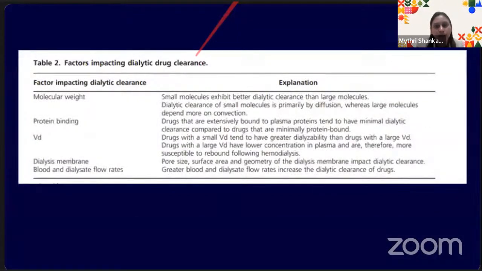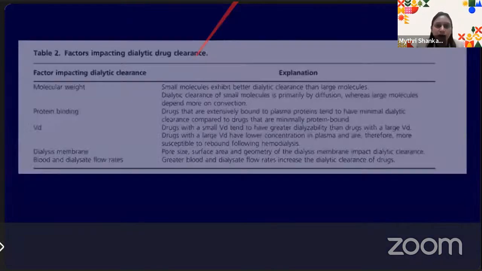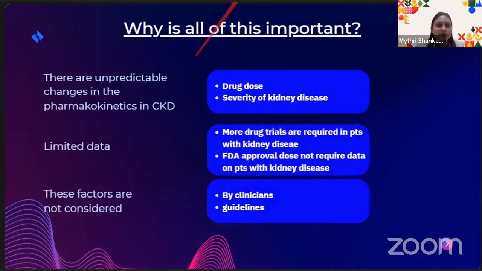Dialysis can also impact drug clearance. Smaller molecules have better dialytic clearance compared to larger molecules. Drugs that are extensively bound to plasma proteins have minimal dialytic clearance compared to drugs that are minimally protein bound. Drugs with a small volume of distribution tend to have greater dialysability because they are restricted within the intravascular space. Also, the type of the dialysis membrane, like a high flux dialysis membrane, which has higher pore size, and the higher surface area of the dialysis membrane, have higher drug clearance. And if we are keeping high blood flow rates and high dialysate flow rates, even they have higher dialytic clearance of the drugs.